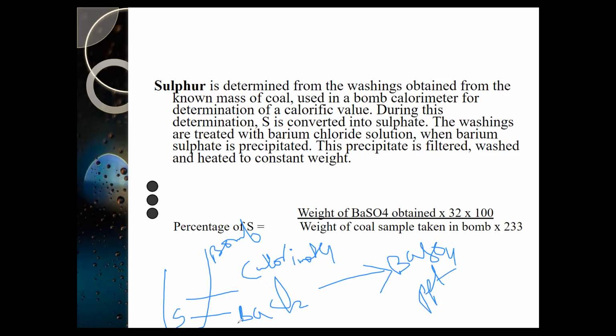How is the precipitate? The precipitate looks like a powder, which is at the bottom of the container or the bottom of the liquid. So what do we have to do? We have to find out the weight of the precipitate. What is the use of finding the weight of the precipitate? Because this barium sulfate contains sulfur. If you know its weight, we can find out the percentage of sulfur.